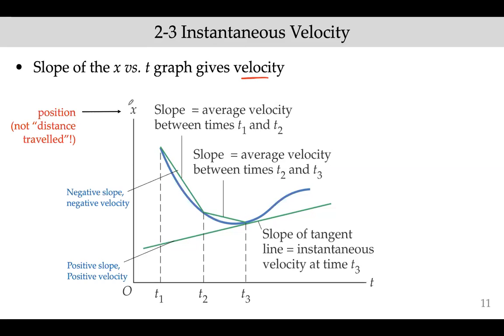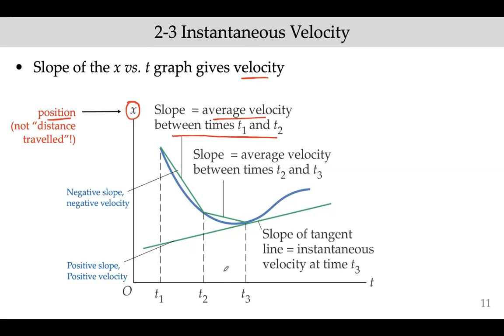I have to warn you that whenever you see X, it means position. It doesn't mean distance traveled. This is important. So on the graphs, the X, the vertical axis, means the position. So the slope, let's say take this green slope here, gives you average velocity between times t1 and t2. What about this chord? If you take this one, it would give you average velocity between t2 and t3.